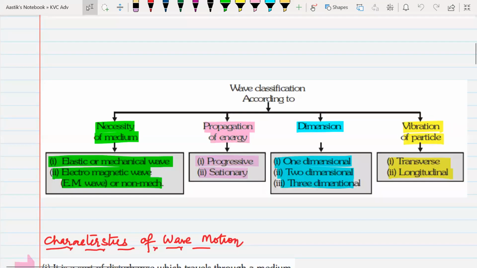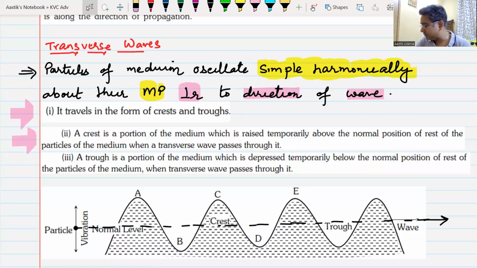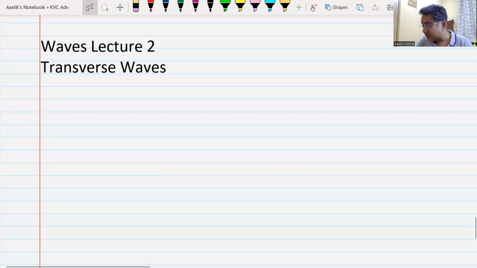Waves are classified based on their necessity of medium, based on propagation, based on how many dimensions the wave is moving, and so on. Do we remember this? Then we had seen transverse waves, where particles oscillate perpendicular to the direction of propagation of the wave. And this is the first wave that we are going to study in this class, transverse waves.